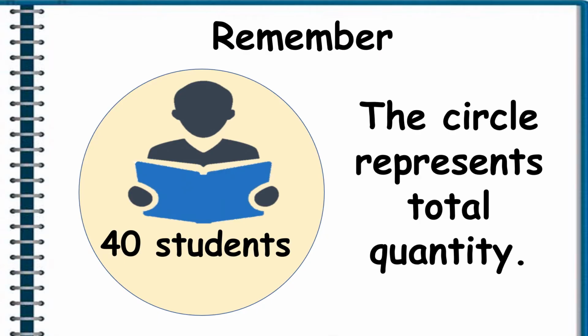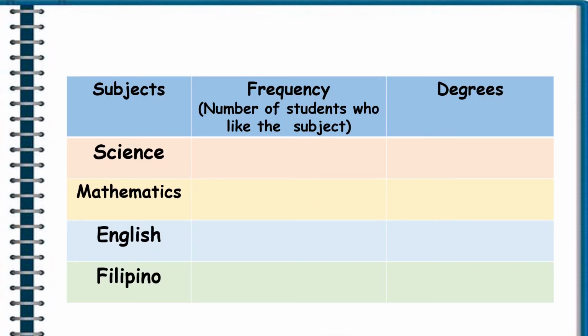Remember, the circle represents the total quantity. So, we will make a pie chart with the total quantity of 40 students. We will get the data from the 40 students of Grade 6 Pleasant as to what their favorite subjects are. We have listed 4 choices of subjects. We have science, mathematics, English, and Filipino.